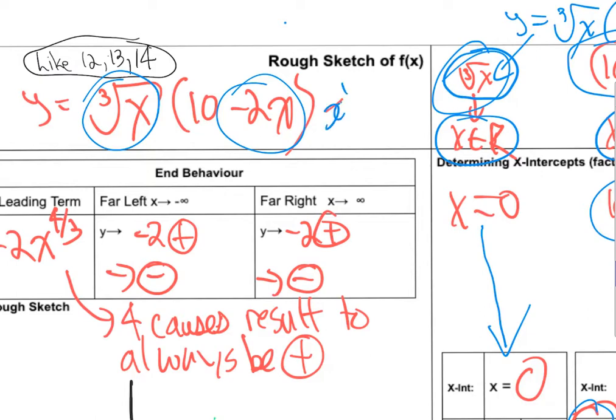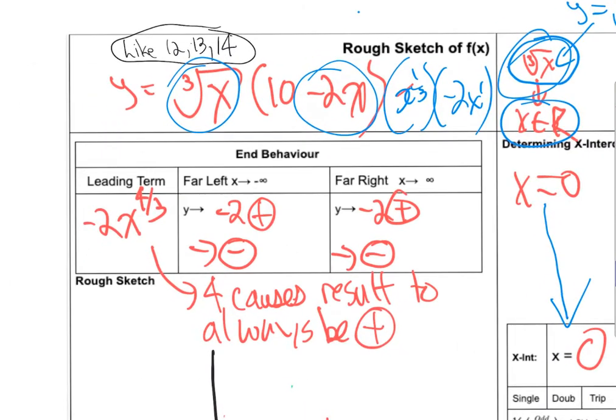So what is it? It's x to the 1/3 multiplied by negative 2x to the 1. What do we do when we multiply? We add exponents. 1/3 plus 1, or 1/3 plus 3/3, that's 4/3. So our leading term is negative 2x to the 4/3. Remember the leading term is the term with the greatest exponent in standard form, so when it's all expanded out, negative 2x to the 4/3.